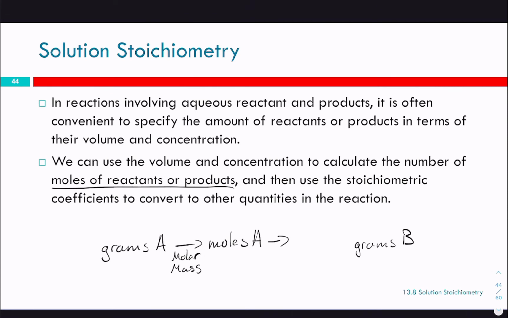That's what we did today, right? The numbers that you put on the balancing problems, those are the stoichiometric coefficients. We use that ratio to convert from moles of A to moles of B, and then we can use the molar mass of B to get to grams.